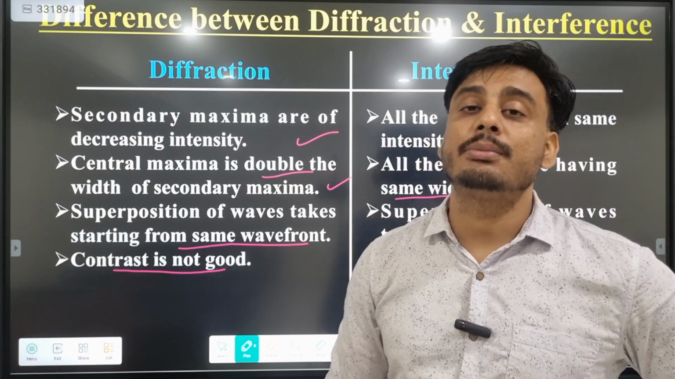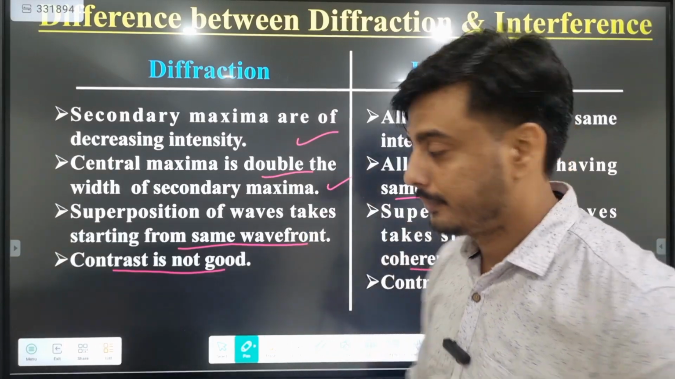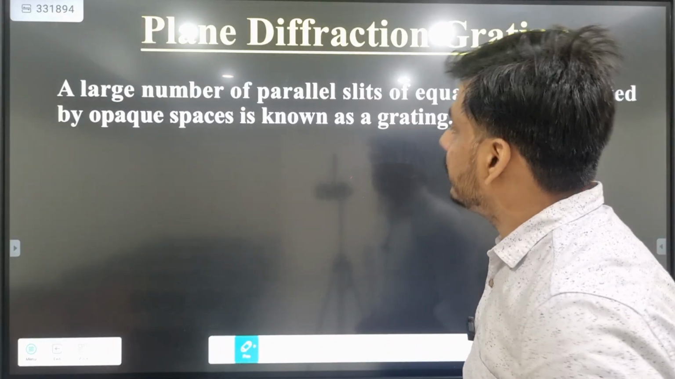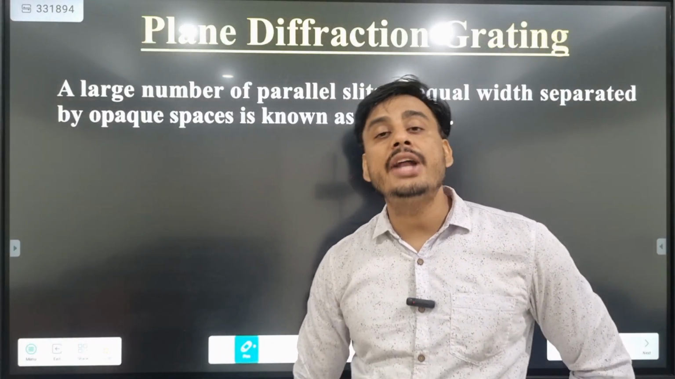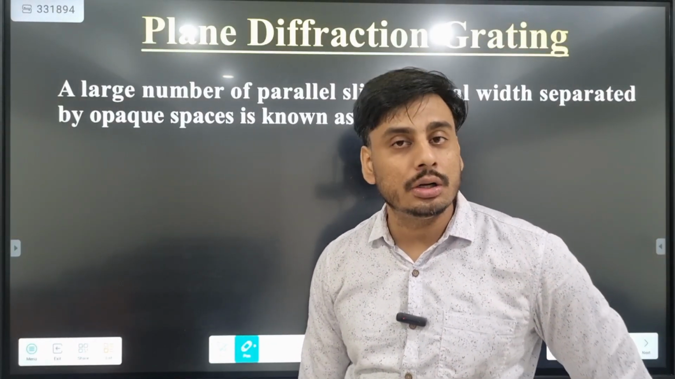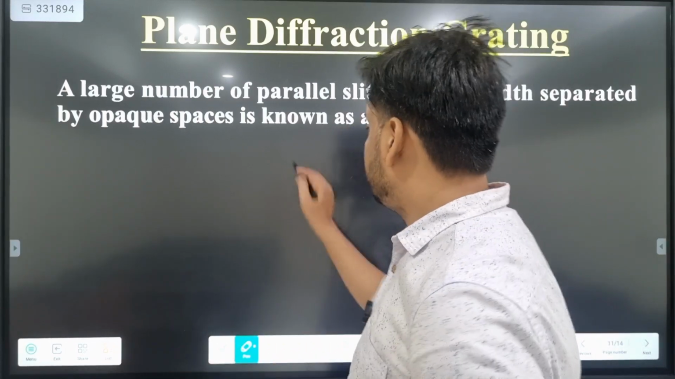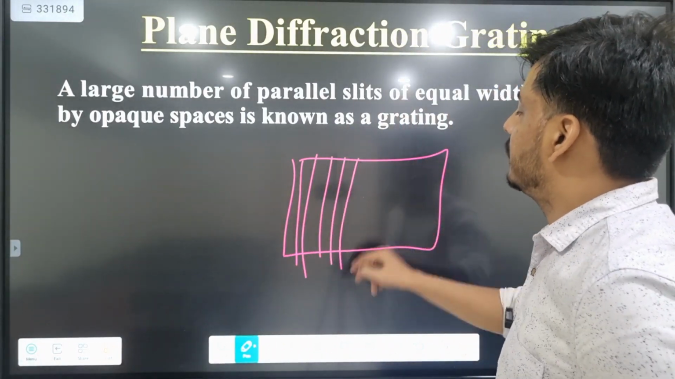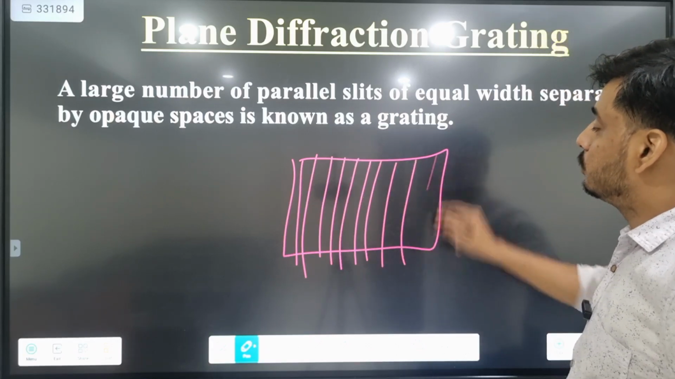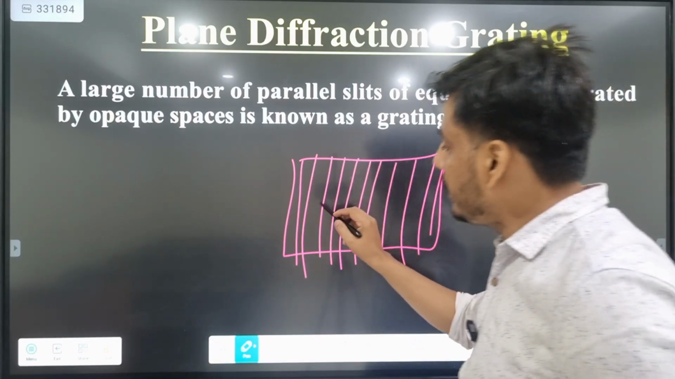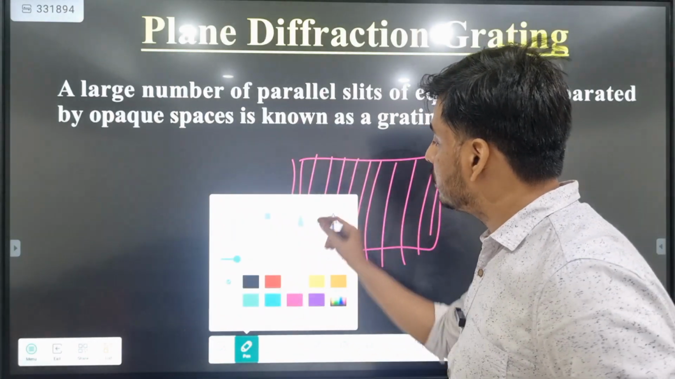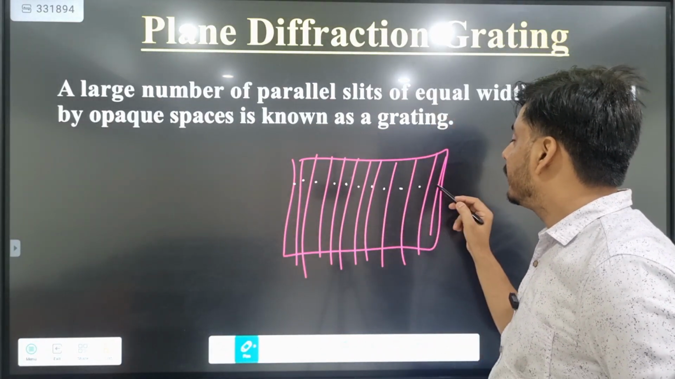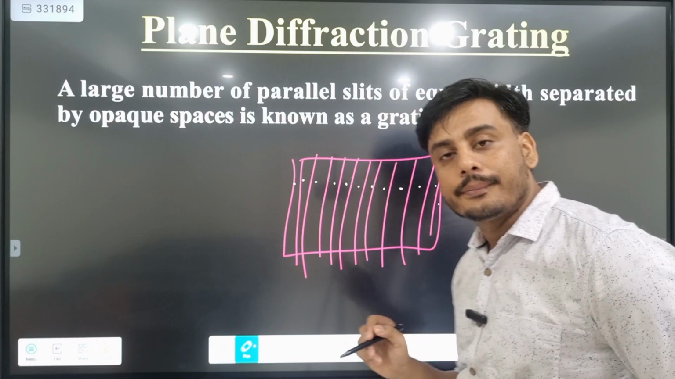Next we are going to discuss diffraction grating. Here, see, plane diffraction grating. Grating means when a large number of opaque lines are drawn on a transparent medium. For example, if there is a glass and a large number of opaque lines are drawn on it, then when light travels through it, the light only travels through the spaces between these lines. So we get the diffraction pattern.